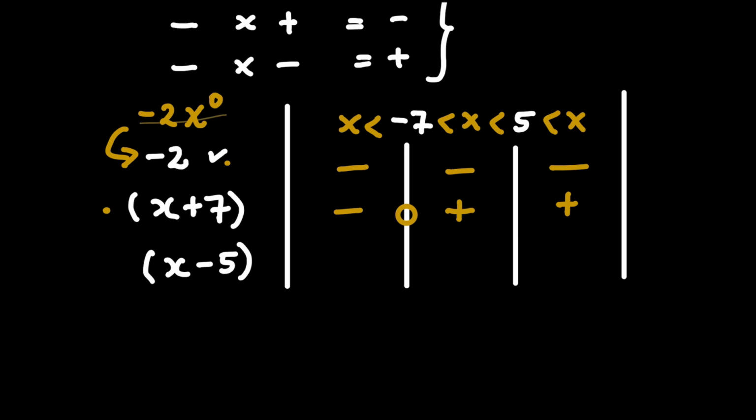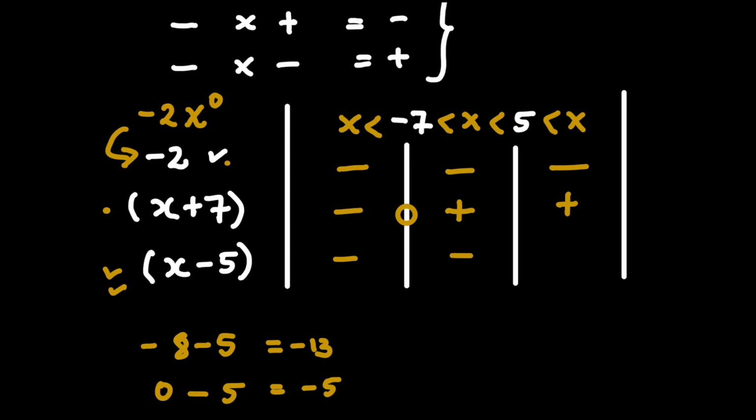Last but not least, we've got x minus 5. Let me actually do this one in practice. So any value of x that is less than minus 7, we're going to use this portion, minus 8. Minus 5, what is that? That is minus 13. So it's a negative value. And then at any value of x between minus 7 and 5, let's say 0. So it's 0 minus 5 is equal to minus 5. You see that? Still a negative value.